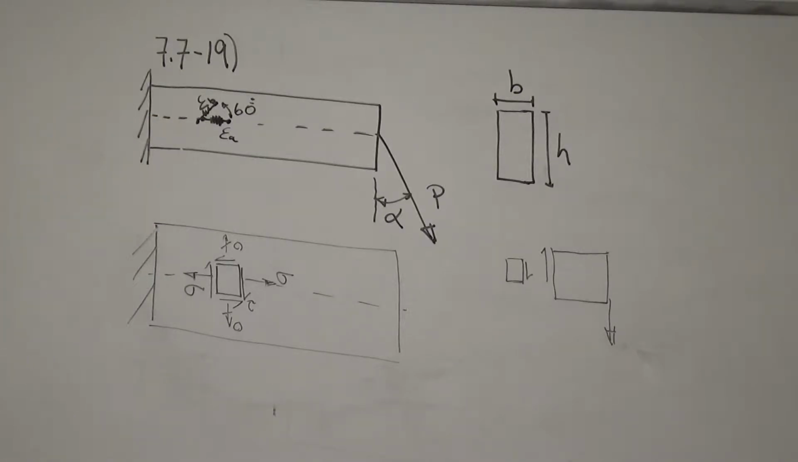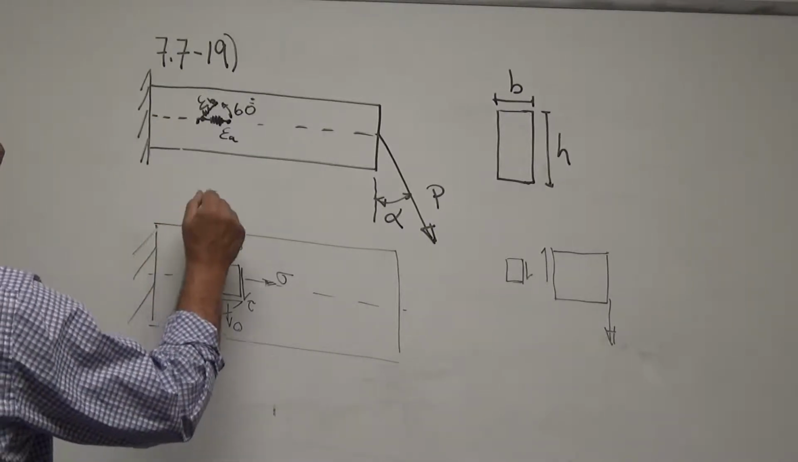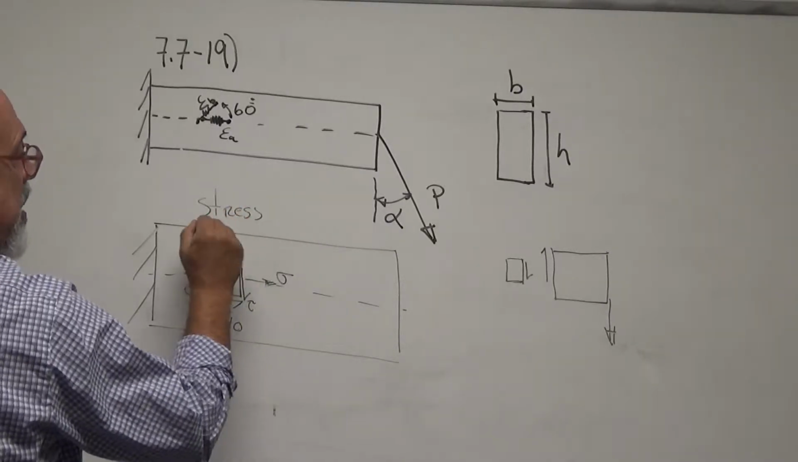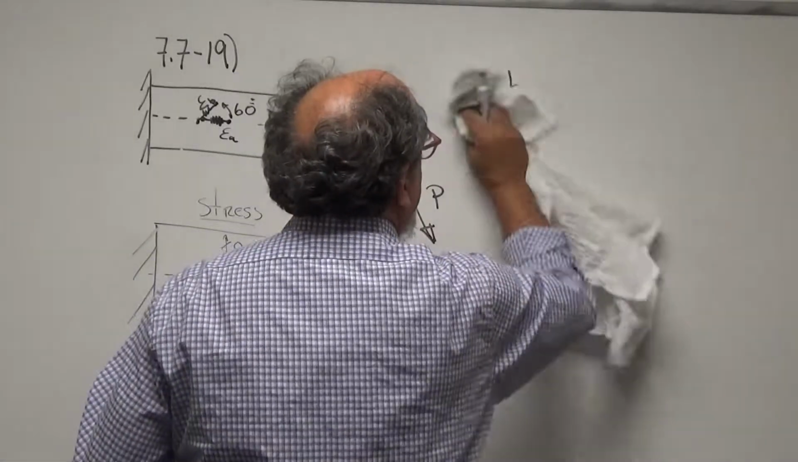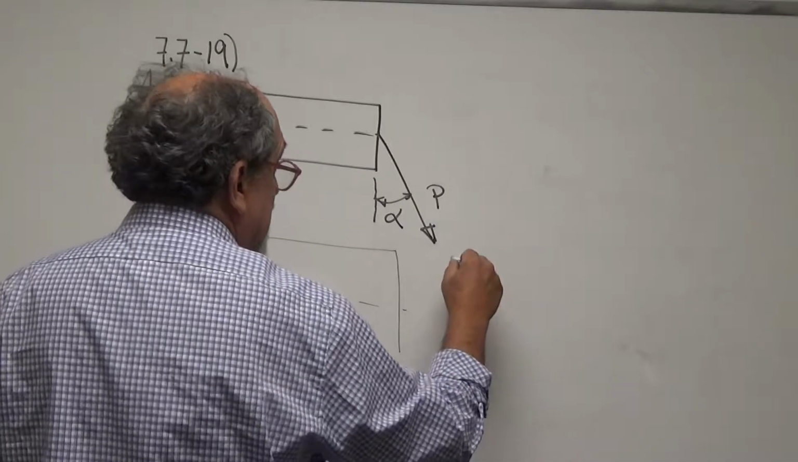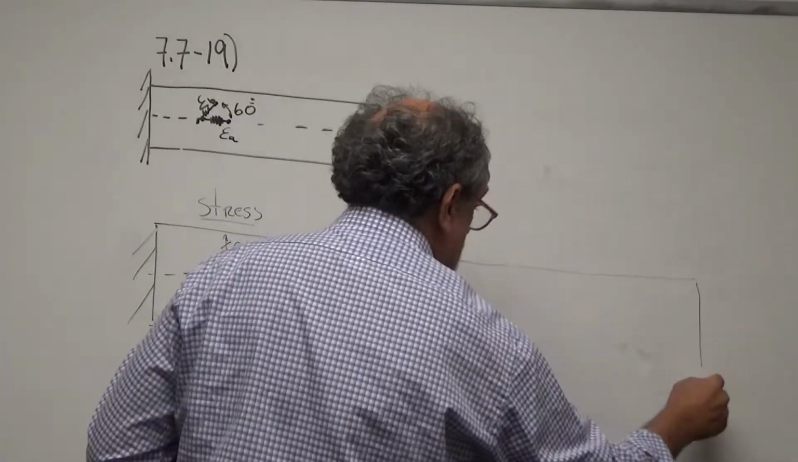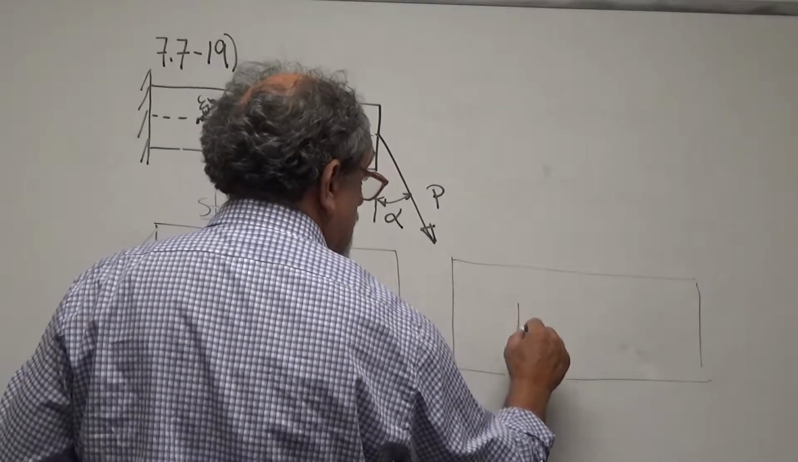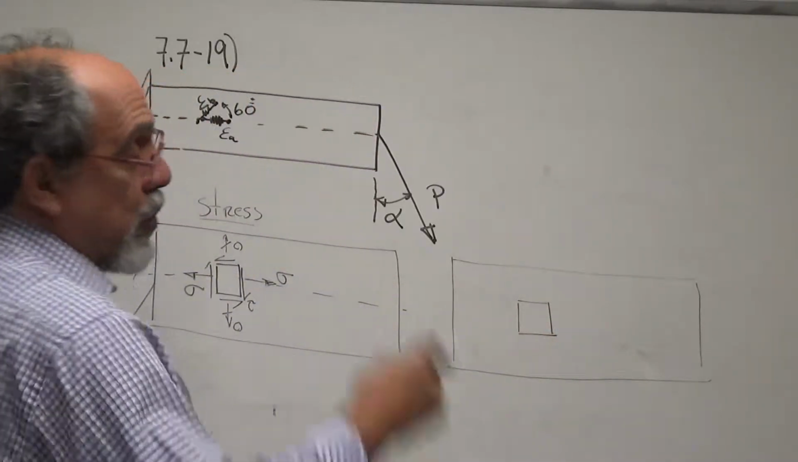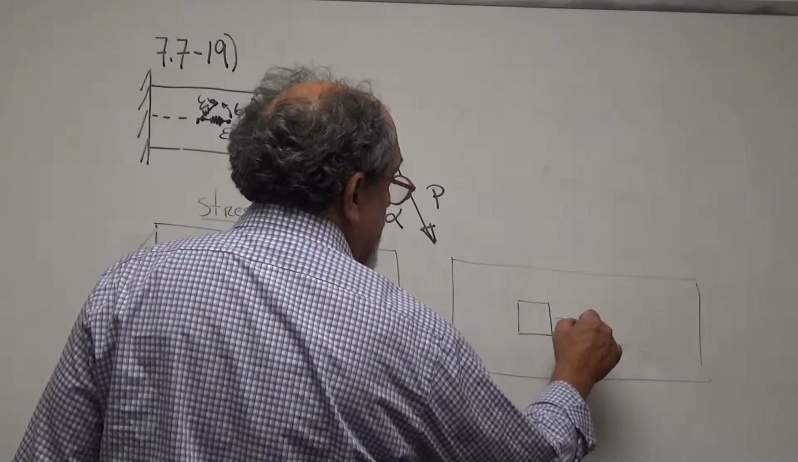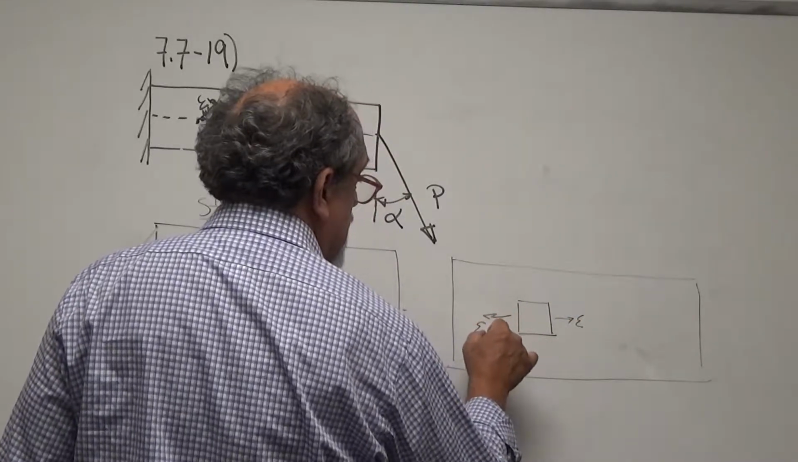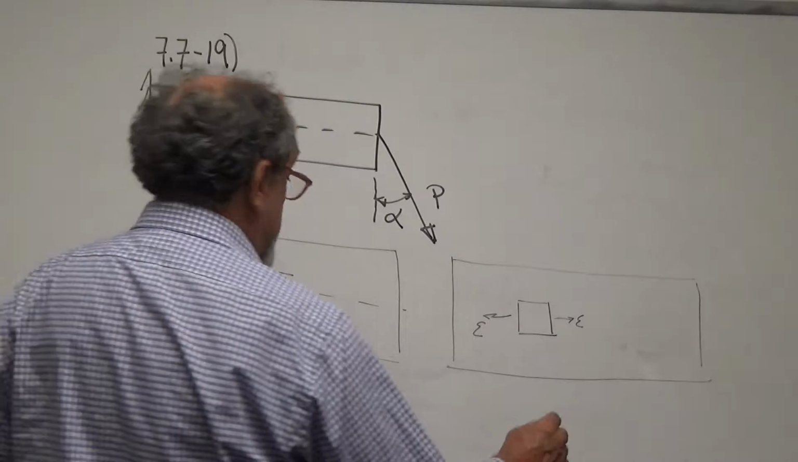Now, this is my stress element at the location where I have these things. If we now look at the strain in the same position, I'm using this square to orient ourselves. We know that there will be strains in the x direction. Okay? There will be shear strains.